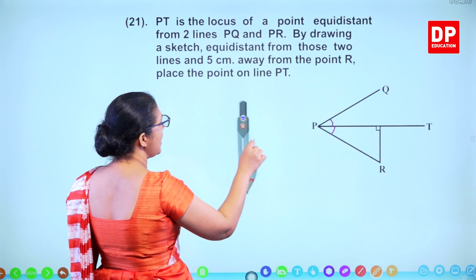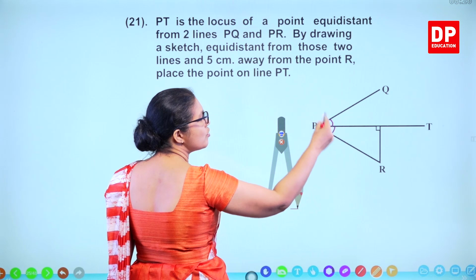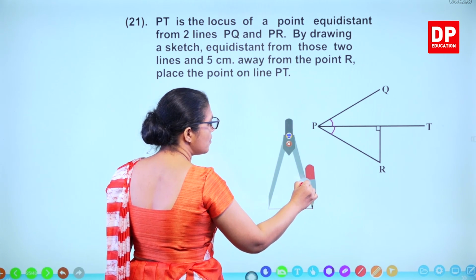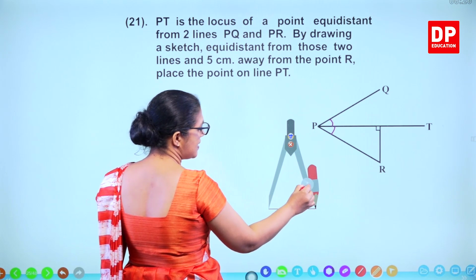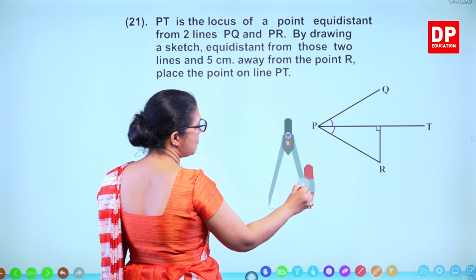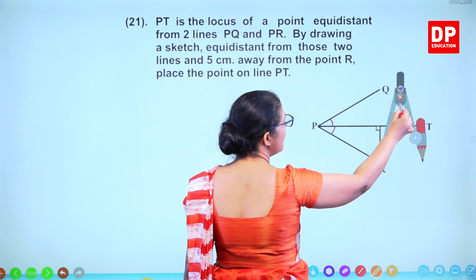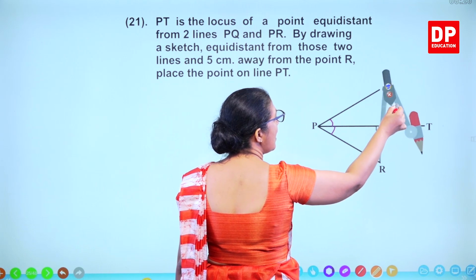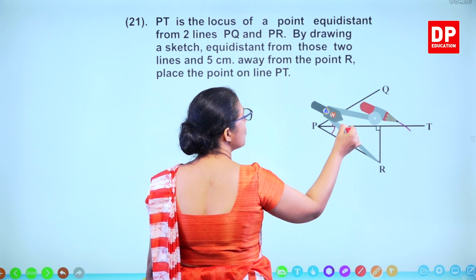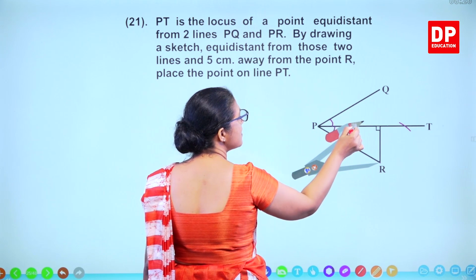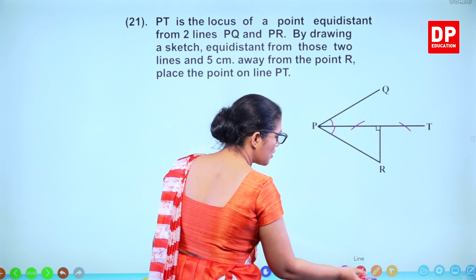So what you do, you take first a 5 centimeter length. So this is not according to the accurate diagram, not according to the scale. So I'm taking just, if this is 5 centimeters, any length as 5 centimeters, and what you have to do, keep it on top of the R point and see where it cuts the PT line. So here one place and there's another place you get. So 2 positions you can get.